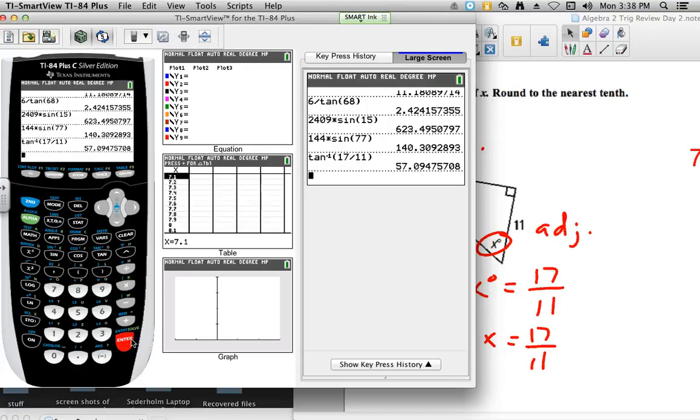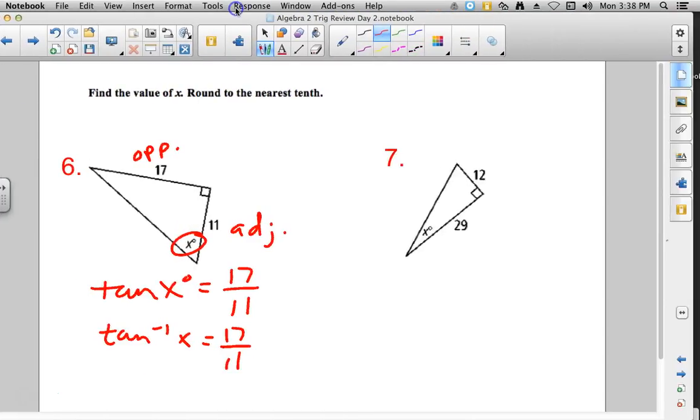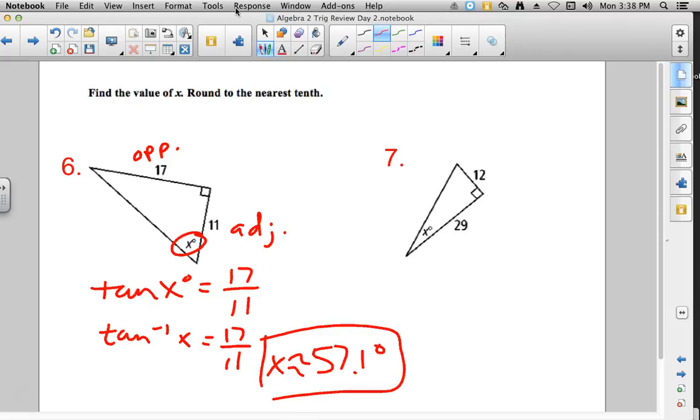And then we want this rounded to the nearest tenth. So we see that in the hundredths position we have a 9, and that is 5 or greater, so we're going to round up. So this would be approximately 57.1 degrees. And again, always making sure that we're in that degree mode when we start working with these. In number 7, I have a similar situation. Here's x. Straight across from it, which is opposite, we have a 12. Right next to it is a 29, and that's adjacent. And we don't have the hypotenuse.